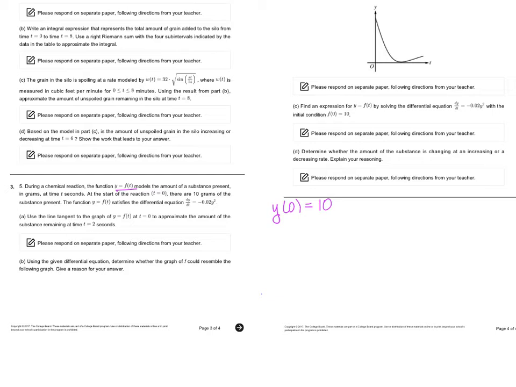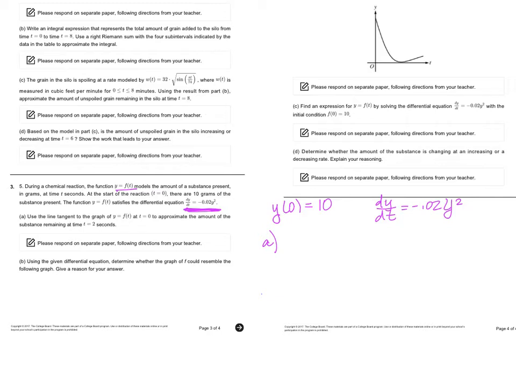The function y equals f of t satisfies this differential equation. So I have dy dt equals that. I'm just noting that you don't have to write this by any means. Oops, y squared. What does letter A say? Letter A says, use the line tangent to the graph of y equals f of t at t equals 0 to approximate the amount of substance remaining at 2 seconds.